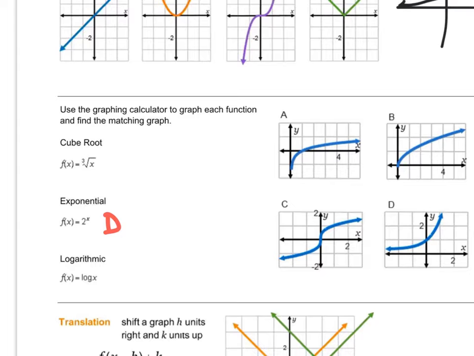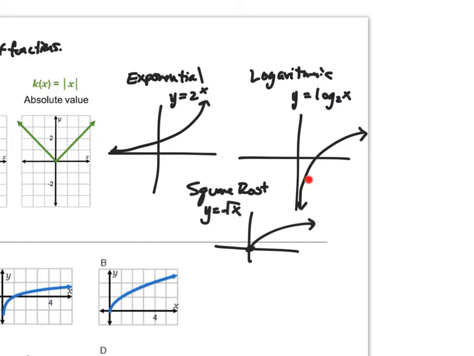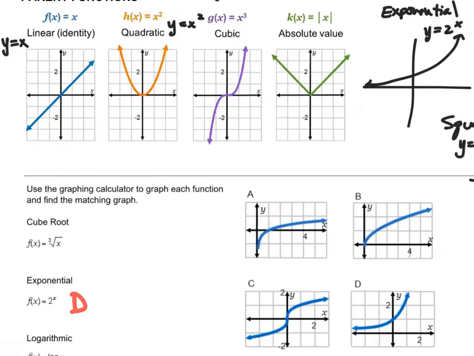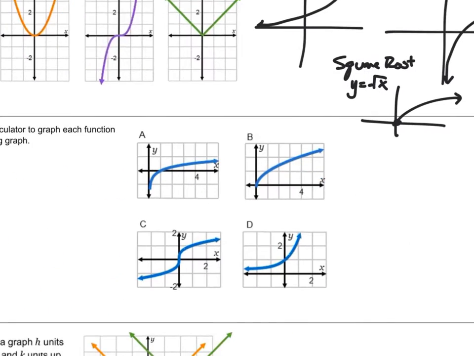The logarithmic one kind of looks like A or B, but the difference between a logarithmic function and a square root is that the logarithmic has a vertical asymptote, while the square root stops at the point 0, 0. So A is a logarithmic function. The cube root function is going to be C, by process of elimination, because B we know to be the function y equals the square root of x. So that's the idea.